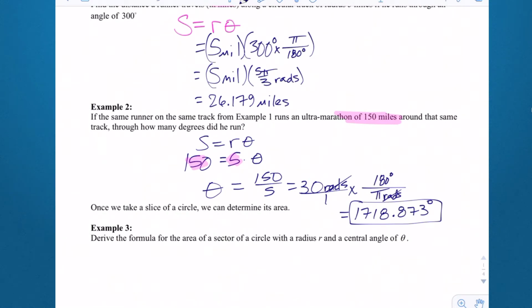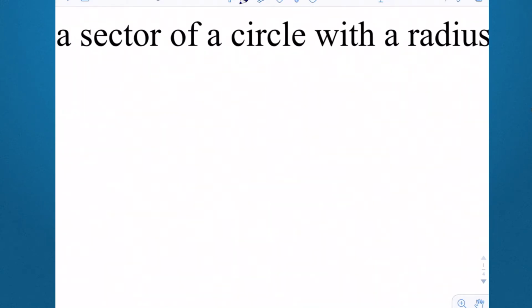But anyway, let's look at example 3. It says to derive the formula for the area of a sector of a circle with a radius r and a central angle of theta. Now, the first thing we have to do is figure out what the heck is the sector of a circle.